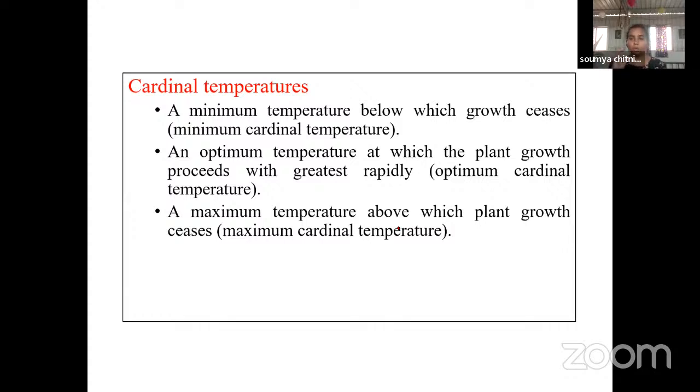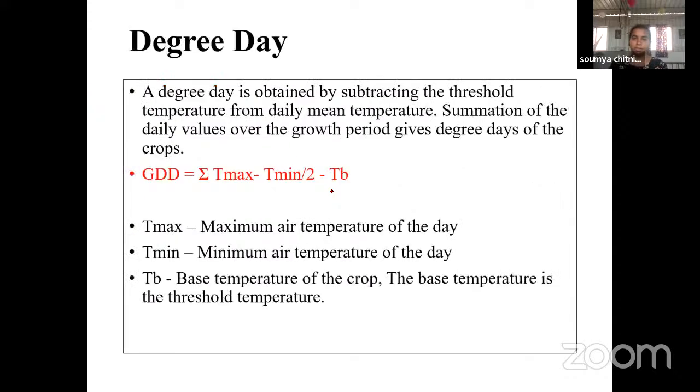So optimum is the one which is required for any plant. All three together, minimum, optimum and maximum, we call cardinal temperature. For tropical crops it varies, and for temperate crops it varies, so you will find the values of minimum, optimum and maximum temperature different, right? In the textbook you will find the temperatures for this.